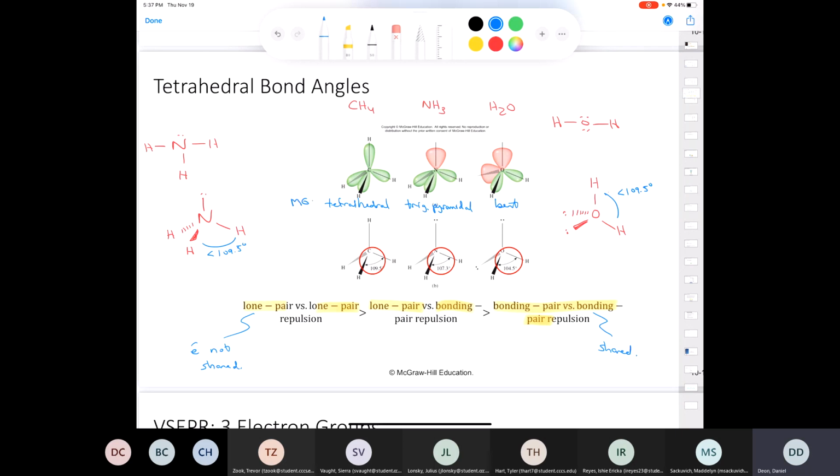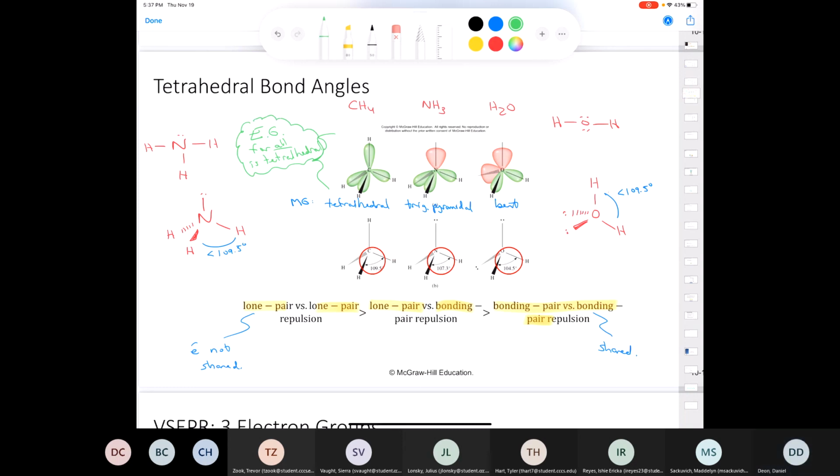So these are all molecular geometries. Okay? Remember, for all three of these, the electron geometry, or the arrangement of electron pairs, is still tetrahedral. Why? Because electron geometry considers bonds and lone pairs.